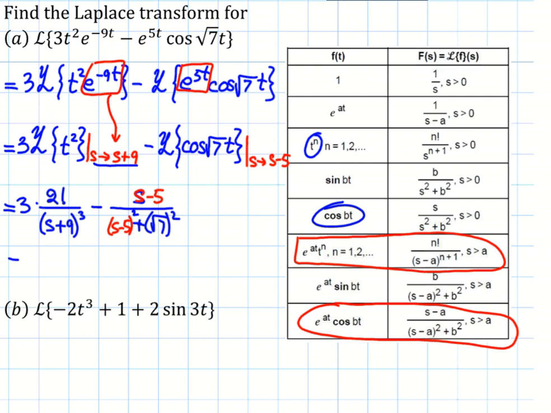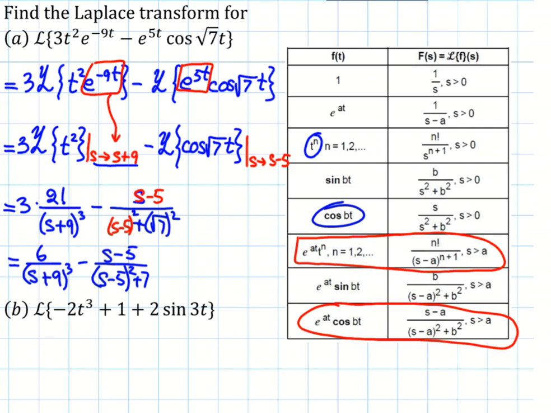I just rewrite that. The top is 2, so 6 over s plus 9 cubed, and then minus s minus 5 over s minus 5 squared plus 7. Right. And then just a little thing.